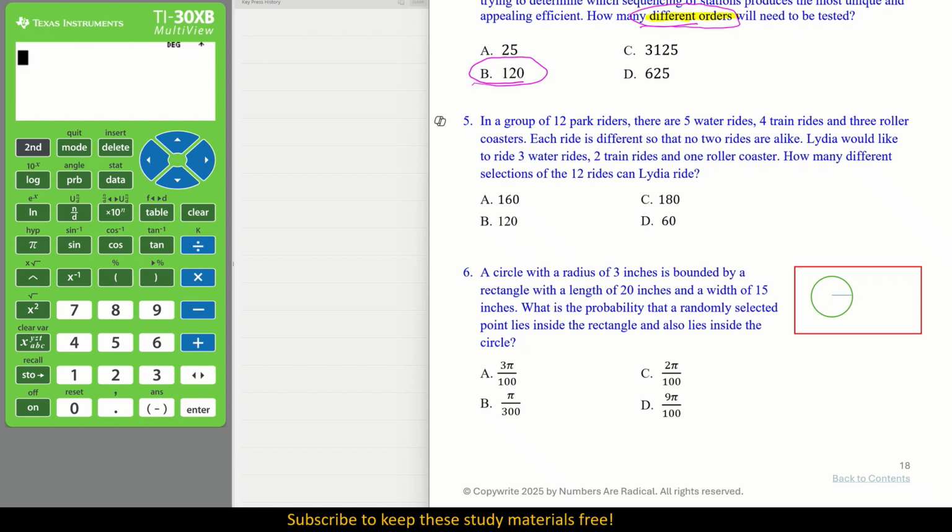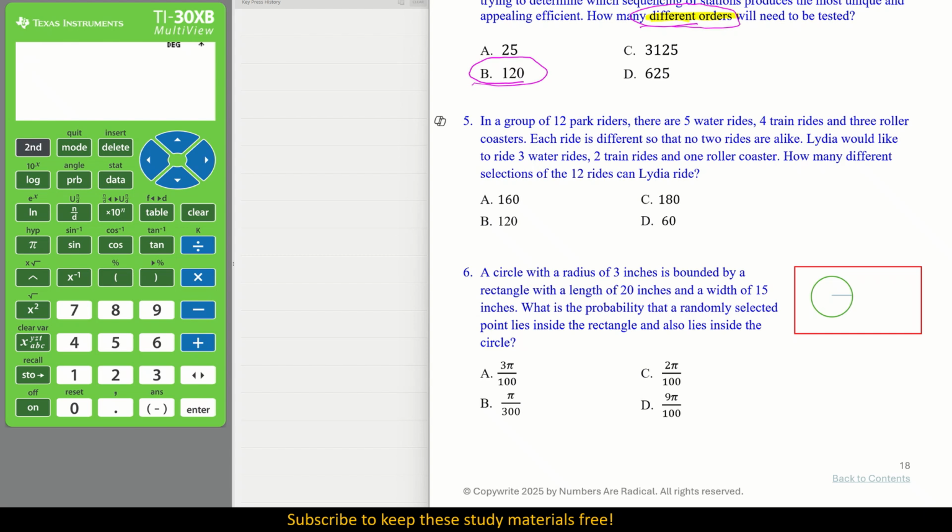The condition is, of the 5, we only want 3. Of the 4, we only want 2. Of the 3, we only want 1. Okay, and we know it's a combination. So we're going to take each of those conditional combinations and multiply the 3 together. So let me show you on the calculator.